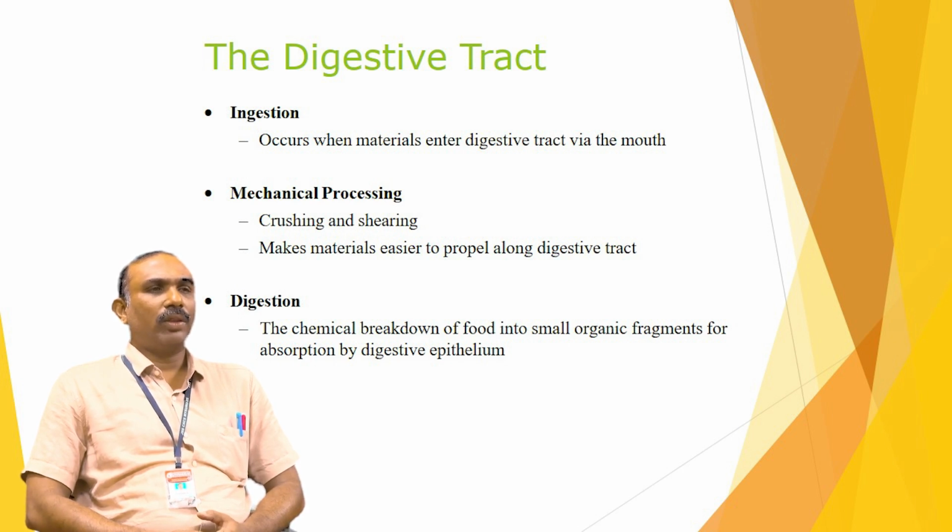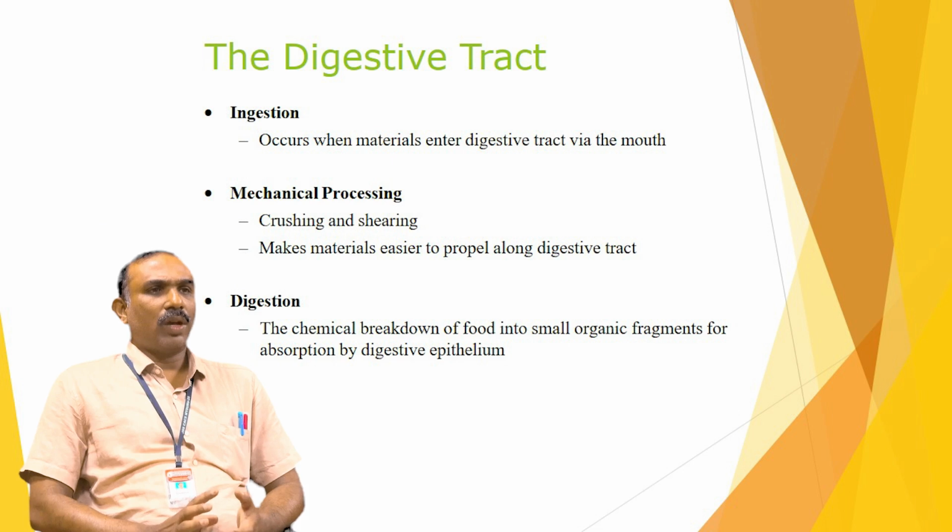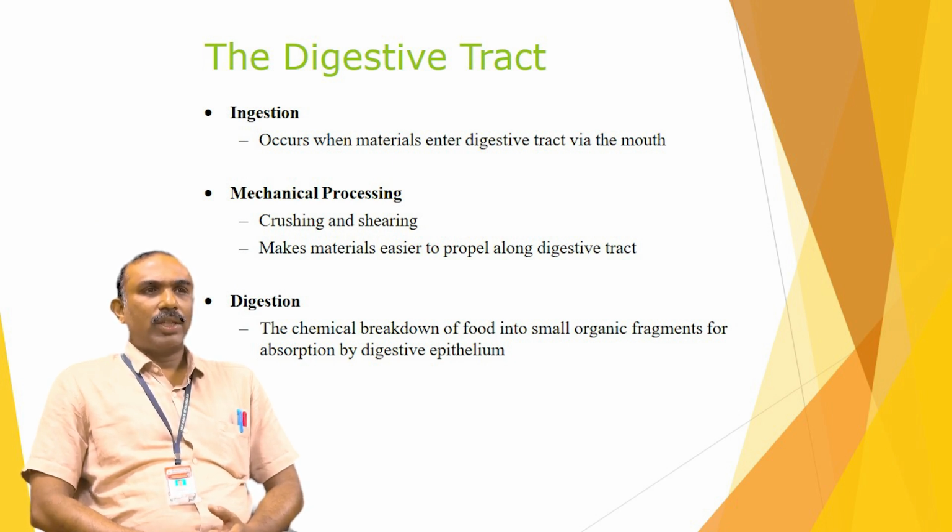Then mechanical processing. Whatever food we take through the mouth undergoes mechanical processing, that is chewing and chopping, crushing and shearing. This makes the material easier to prepare. The food crushed into smaller pieces goes into the esophagus very easily and is propelled along the digestive tract. Then digestion: the chemical breakdown of food into smaller organic fragments for absorption by digestive epithelial cells.